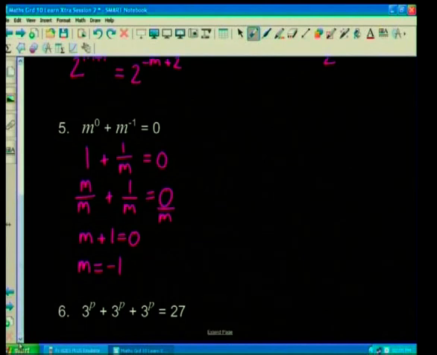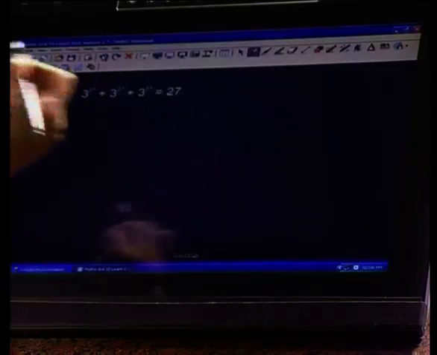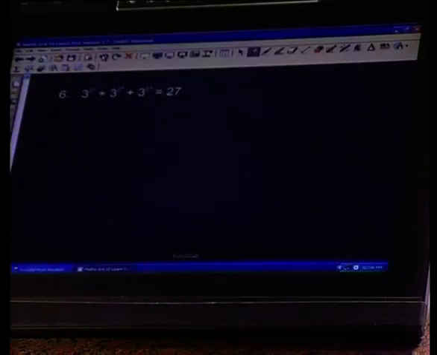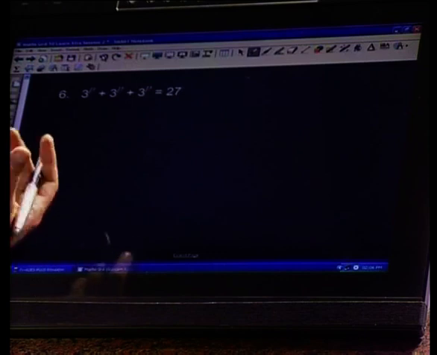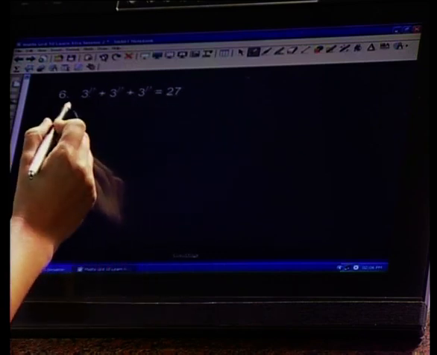The last question. Question 6 has three terms on the one side. Now usually I would say that we're going to factorize it. But in this case, 27 is on the other side of the equals. And if we're going to solve an equation that requires factorizing, it needs to be equals to 0. So that's not going to work here.